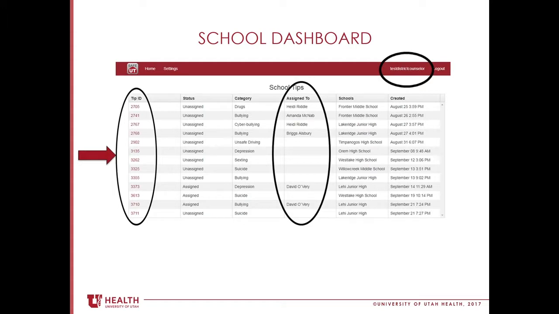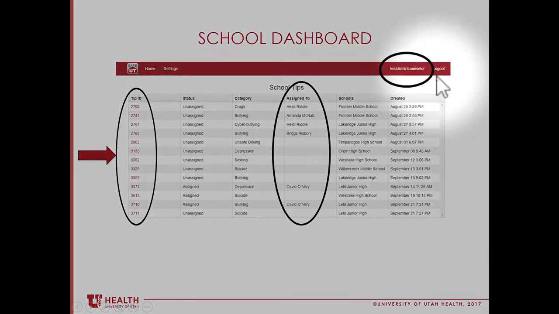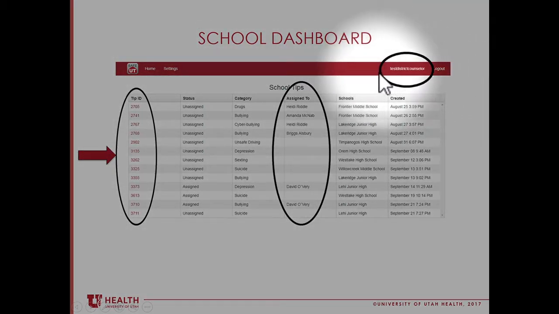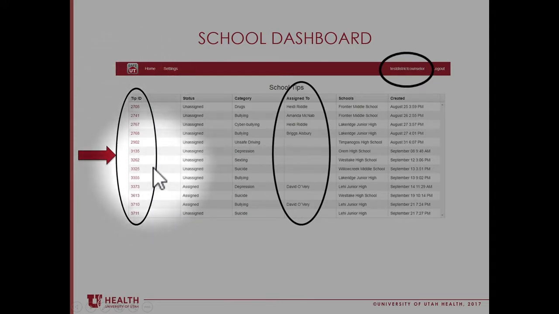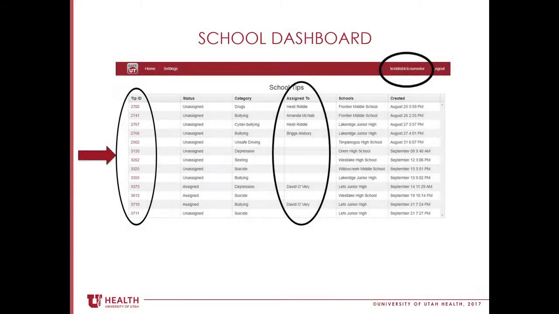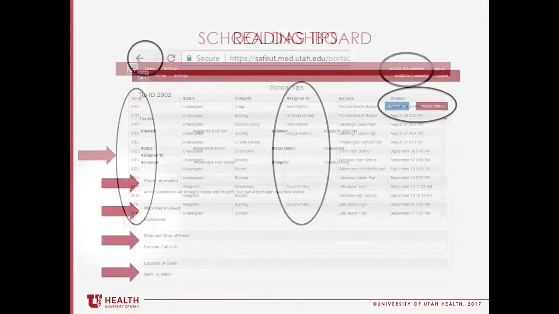So in the upper right-hand corner, in this area here, that should be your name. It's right next to the logout. You'll be able to see any tips that have come into your school or to your district if you're a district leader. You'll see who it's assigned to, and then you'll see the tip ID. Now, if you want to go in and actually see any of these tips, you will click on the tip ID. That will take you to the next screen.